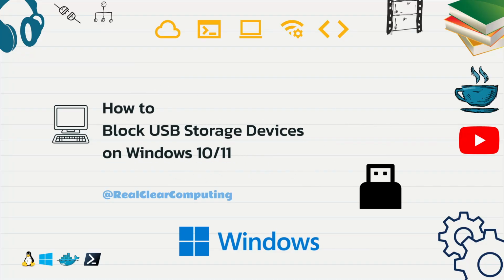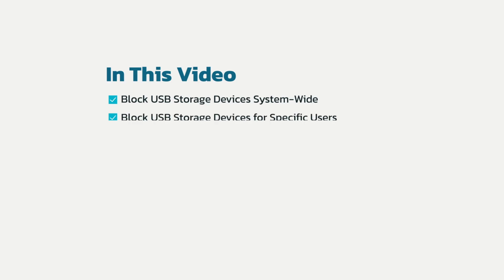In this video we are going to look at how to disable USB devices in Windows. We will look at two examples. In the first example we will apply the configuration system-wide, meaning all users on the computer will be denied access to USB storage devices. In the second example we will look at how to target a specific user or group, so only those users will be denied access to USB devices.